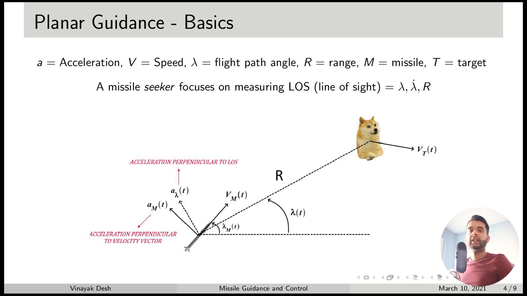The idea is to make R less each time, so the range must decrease. Only then will the missile approach its target, and the missile velocity must be more than the target velocity.